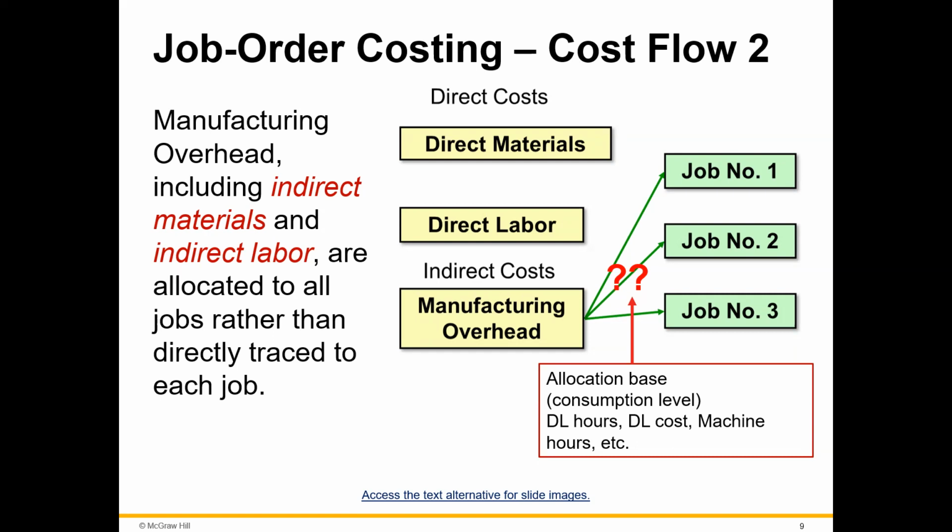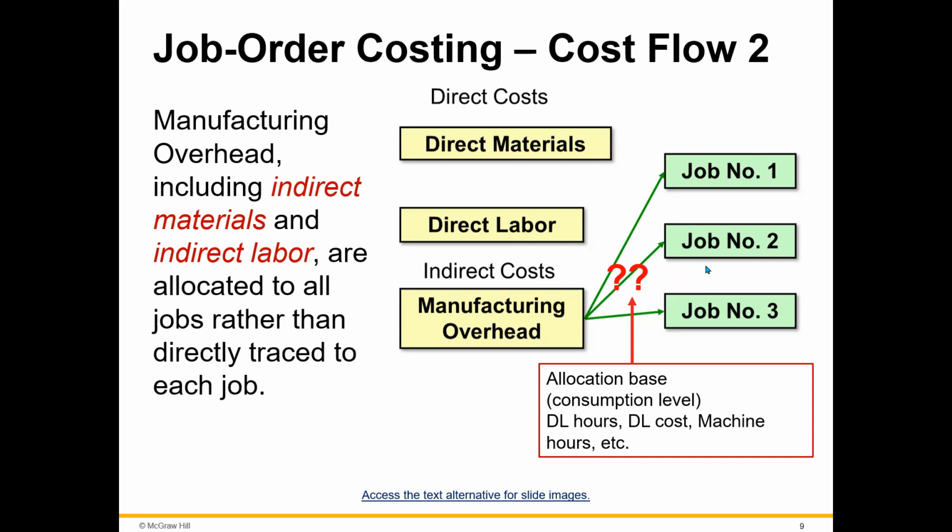This is like breaking down the utilities of an apartment and allocating it to each of the roommates. Using our prior example of the 3 jobs we introduced in the first video, if the company has 3 jobs in the same period, assume we have $6,000 of total manufacturing overhead for that period. So how are you going to break down this $6,000 of overhead to each of the jobs?